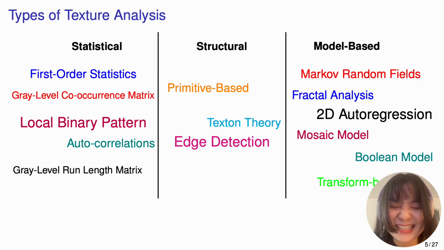On this page, we can see there are many different methods to do texture analysis. For statistical methods, we have first-order statistics, gray level co-occurrence matrix, local binary pattern, autocorrelation, and gray level run length matrix. For structural ones, we have primitive-based methods, texton theory, and edge detection. For model-based methods, we have Markov random fields, fractal analysis, 2D autoregression, mosaic model, Boolean model, and transform-based models.